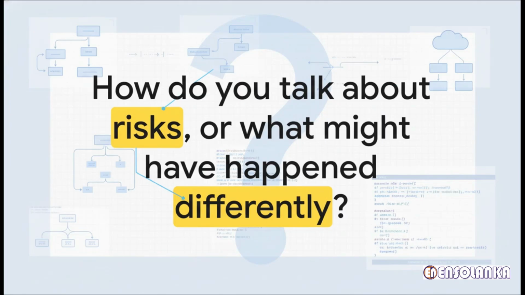So just take a second to think about this. At your job, how do you actually talk about risks or brainstorm different solutions? How do you analyze what could have happened differently after an incident? The language patterns for all of that, that's exactly what we're about to break down.